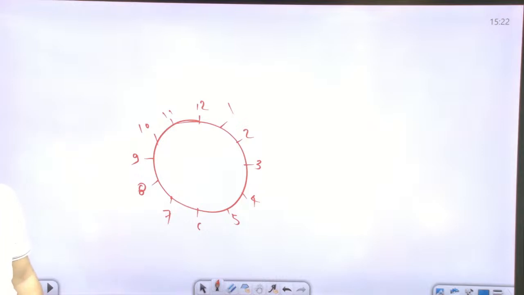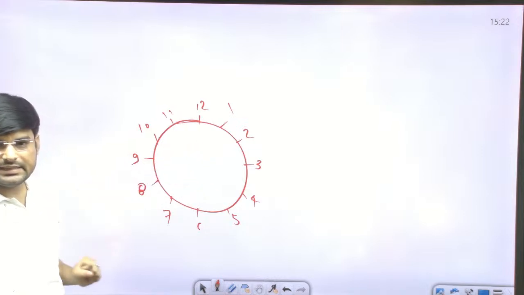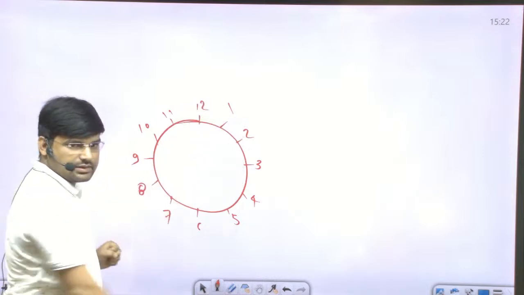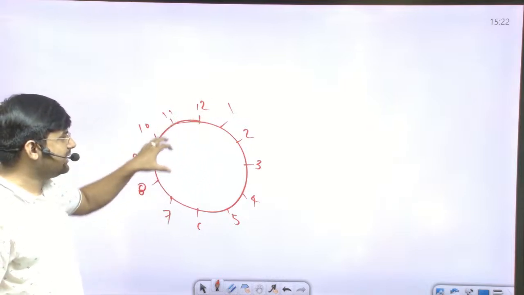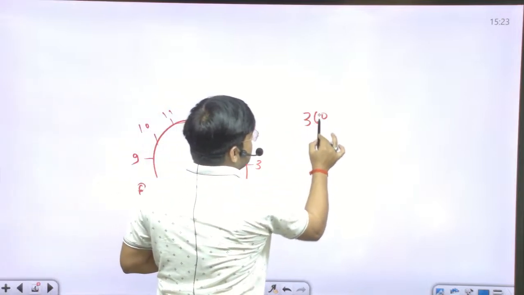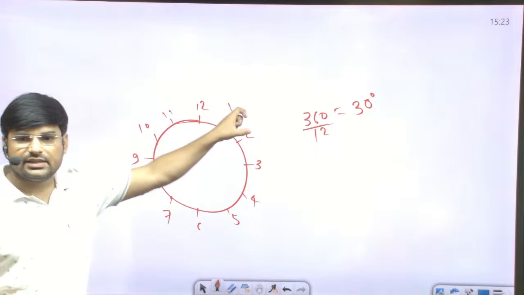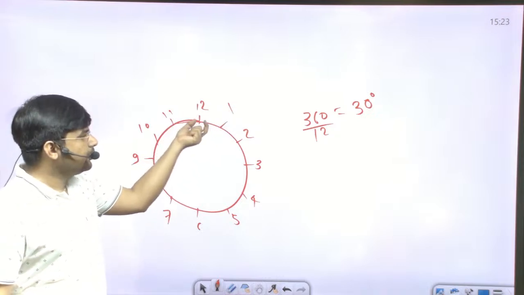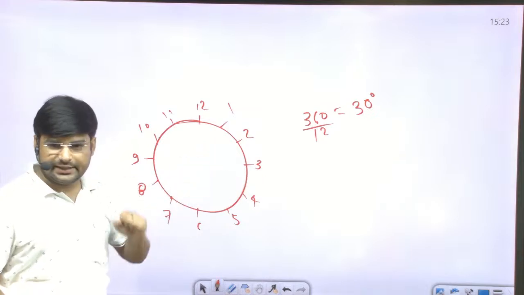A needle of the clock rotates in a circular way, and we all know that a circle is 360 degree. So this area is 360, and 360 degree is divided into how many parts? 12 parts. There are numbers 1 to 12. So what is the value of each part? 360 upon 12, it's 30 degree. The difference between each number is 30 degree. Difference between 12 to 1, 30 degree, 1 to 2, 30 degree, 2 to 3, 30 degree. Is it clear?